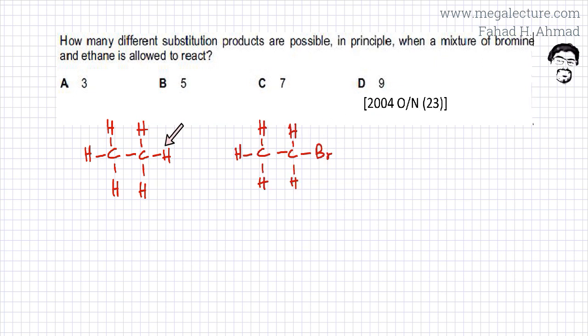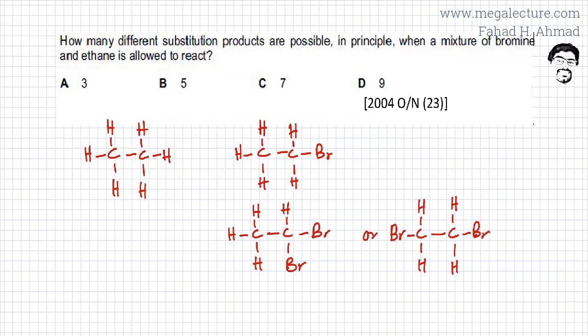Similarly, I can get another product where two bromines might substitute any two of the hydrogens in this molecule. So these would be the two possible products that could be formed if two bromines get substituted. They might either get substituted on the same carbon atom, or one bromine would be on one carbon atom and the other bromine would be on the other carbon atom. So there would be two possible isomers when you substitute two bromines in ethane.